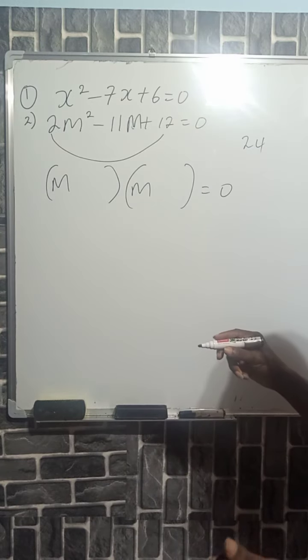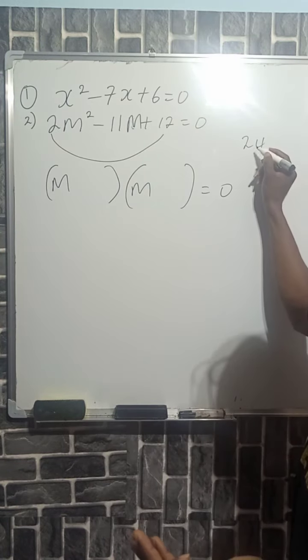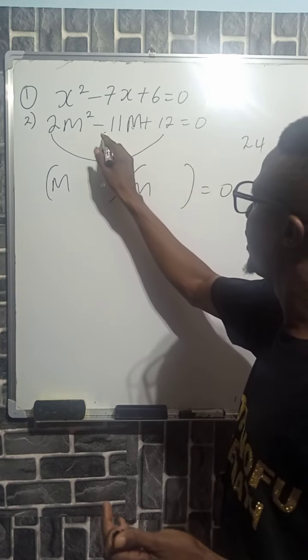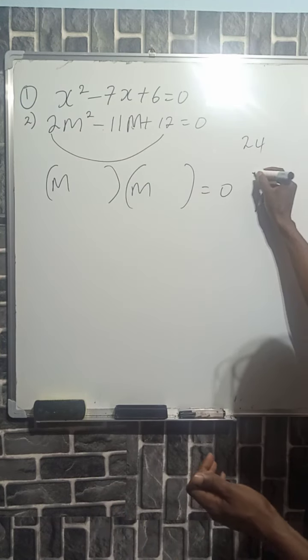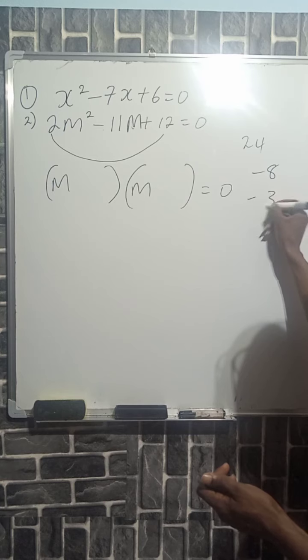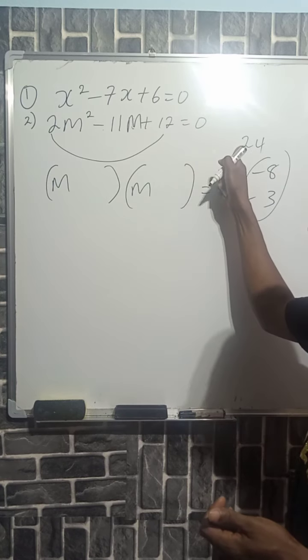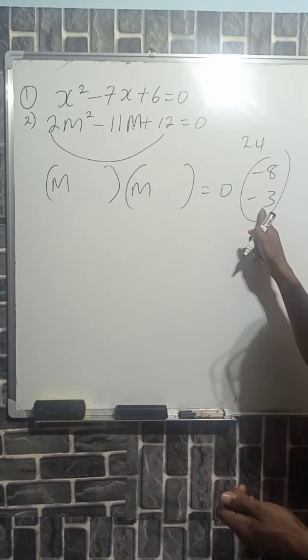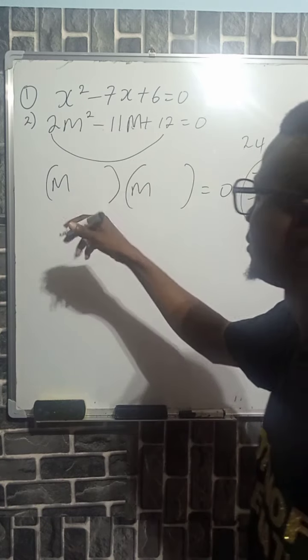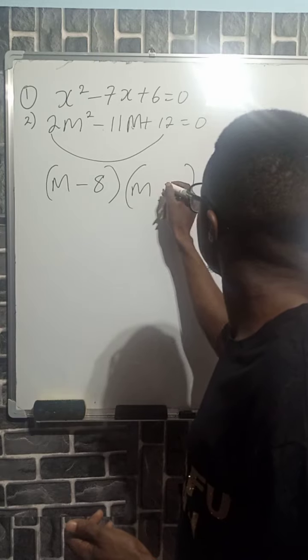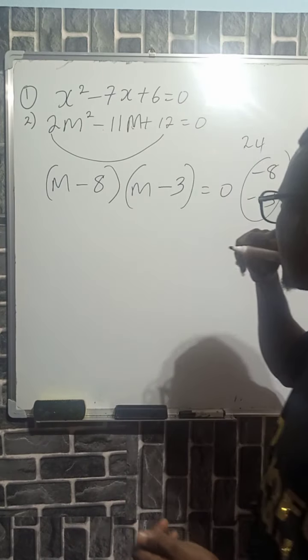Now ask yourself, what two numbers will you multiply to get 24, and if you add, you get minus 11? The answer should be minus 8 and minus 3, because minus 8 times minus 3 will give us plus 24, and minus 8 minus 3 is minus 11. You write minus 8, you write minus 3, equal to 0.